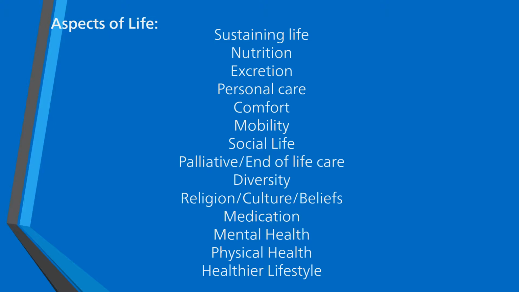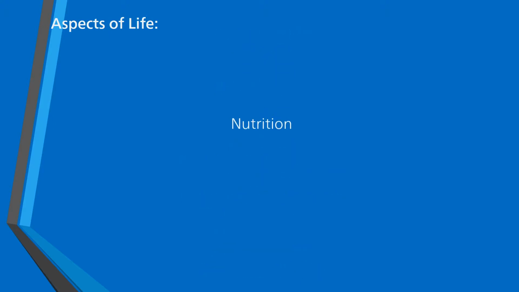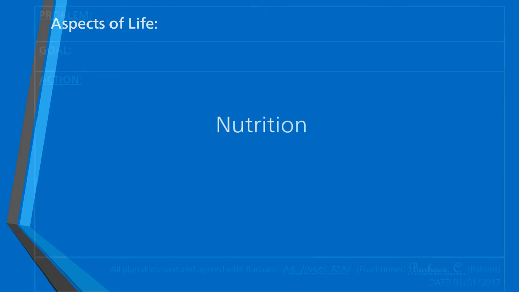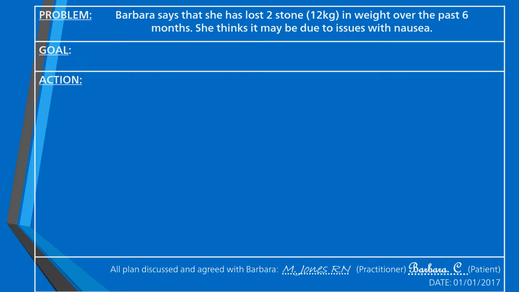These are the main aspects of life. We'll focus on nutrition for our next care plan. Barbara says that she has lost 2 stone, 12 kilos in weight over the past 6 months. She thinks it may be due to issues with nausea.